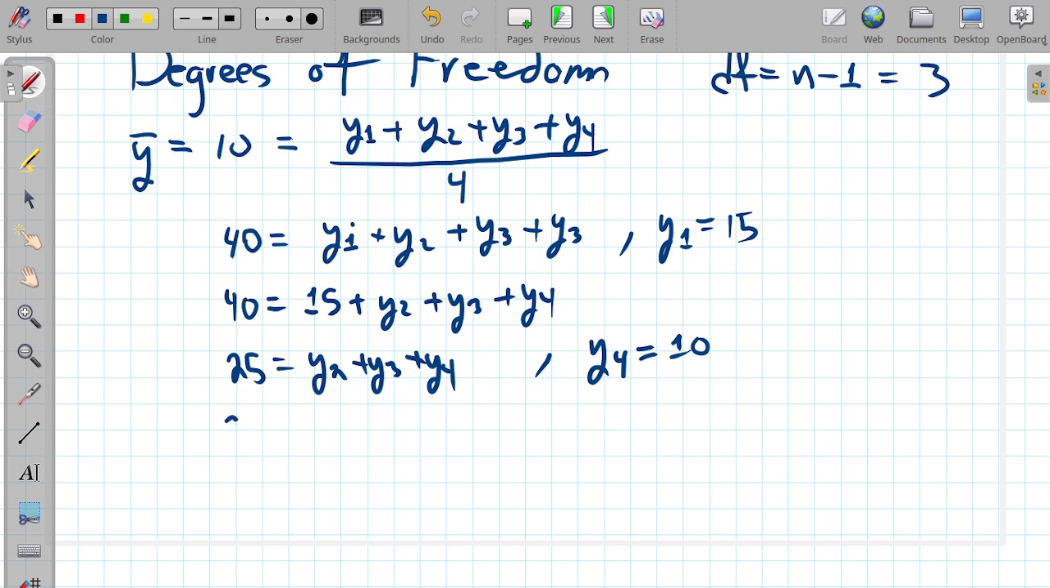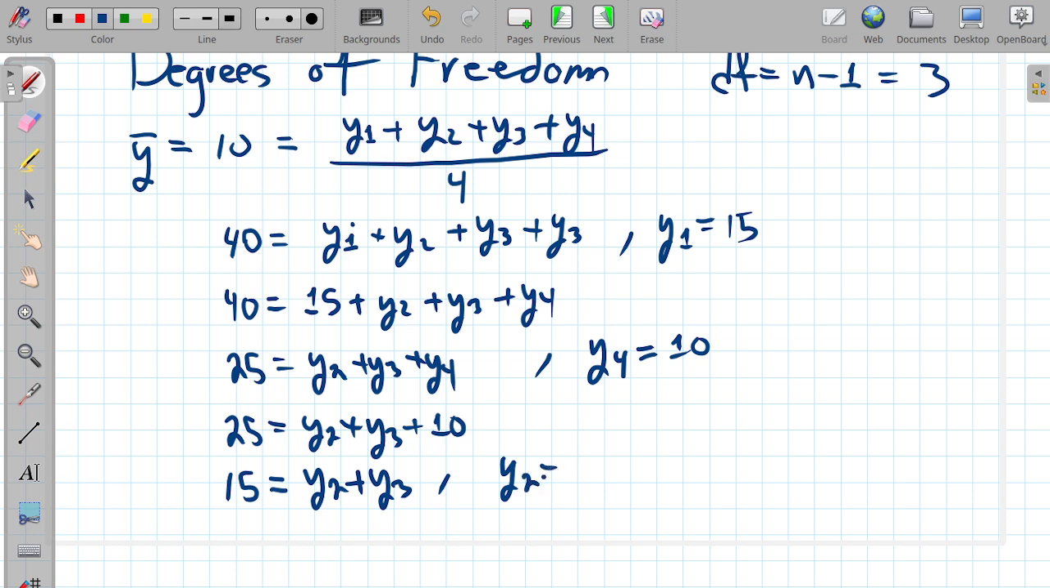So now I got 25 is equal to y sub 2 plus y sub 3 plus 10. And of course we want to move all the numbers to one side, so we'll subtract 10 from both sides, and now we have 15 on the left-hand side, y sub 2 plus y sub 3 on the right. Again, any 2 numbers that make 15 along with our previous choices, remember, we'll still get the average of 10. And let's say y sub 2 is equal to 8.